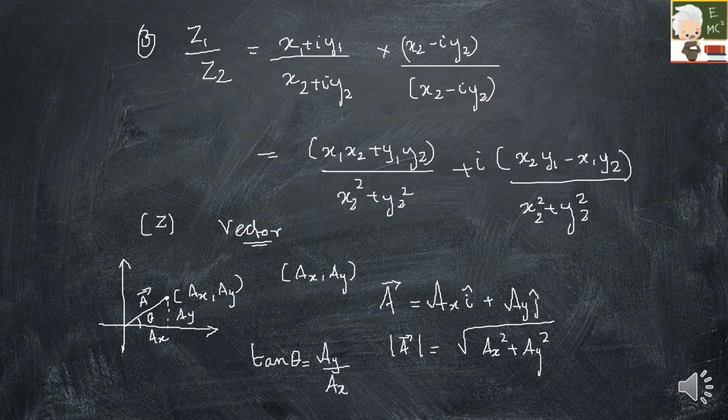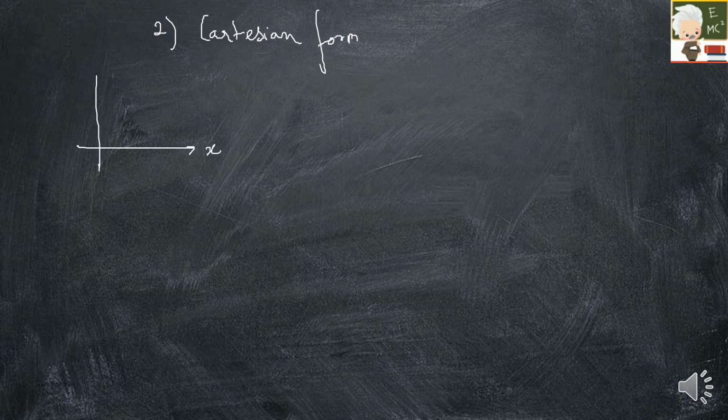So let us see how a complex number is represented in Cartesian form. Let this be the x-axis and this be my y-axis, which is the imaginary axis. I have a point over here which is x comma y. So this distance is y, and this distance to the origin is x, and this is some z with an angle theta. So here my complex number z will be equal to x plus iy, right?